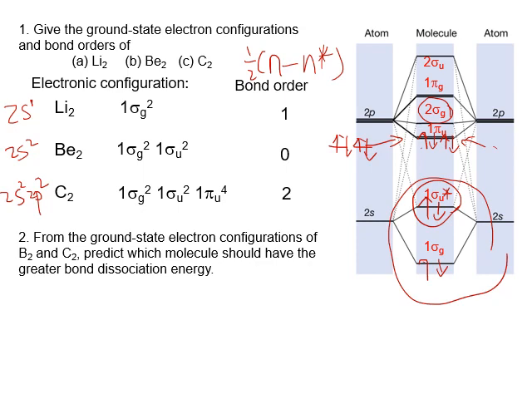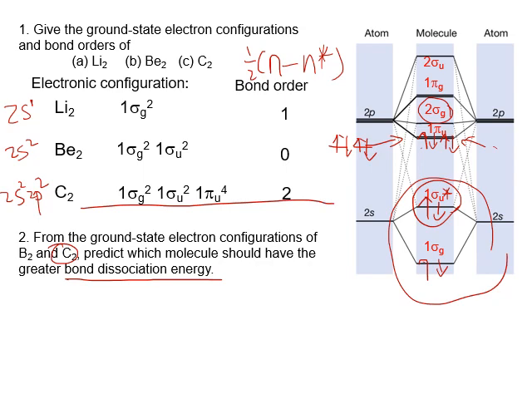Now question 2. From the ground state electron configuration of B2 and C2, predict which molecule should have the greater bond dissociation energy. Now, bond dissociation energy is a measure of bond strength, and bond strength is parallel to the bond order. So again, we want to go back to calculation of bond order. For carbon, we already calculated the bond order is 2. So what about the boron?